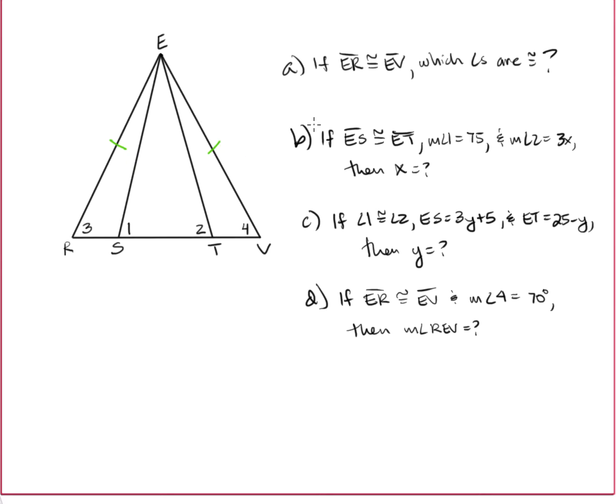And according to theorem 4-1, then I would know that the side across from ER, so I'm ignoring these two segments in the middle, that would come all the way across here to angle 4, would be congruent to the side that's across from EV, so coming all the way over here to angle 3. Those two angles would be congruent if segment ER and segment EV are congruent.